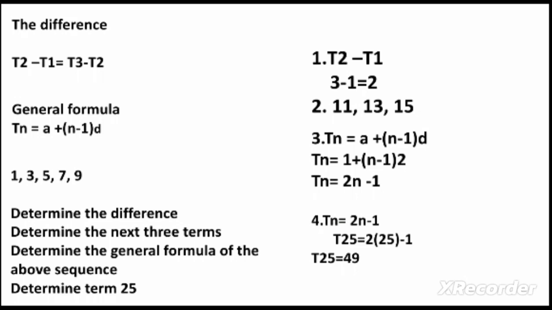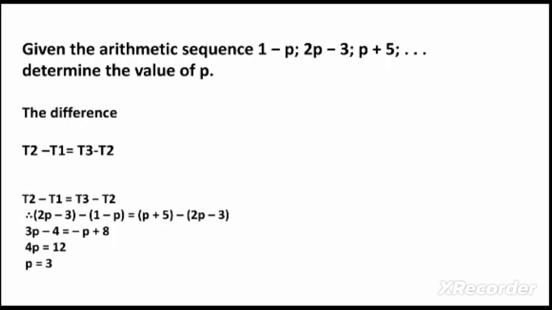So far you have learned how to find the general formula specifically for the specific sequence that you would be given, and you've learned 2 formulas, and you've learned how to find the difference and the next 3 numbers. So let's move to this one. We're still talking about arithmetic sequence. They might give you this type of sequence: 1 minus p, that is the first term, second term 2p minus 3, third term p plus 5, and then they would ask you to determine the value of p.